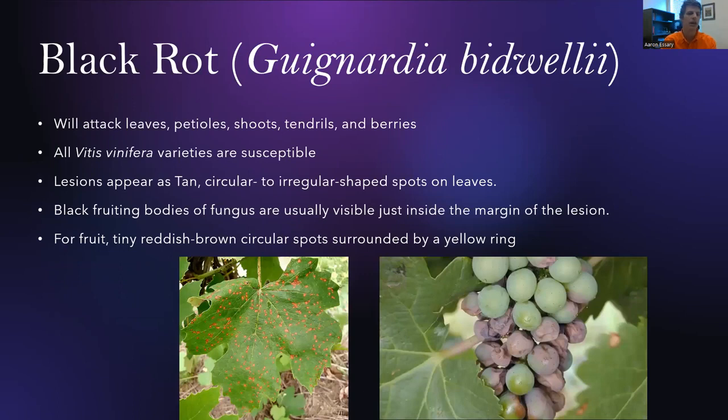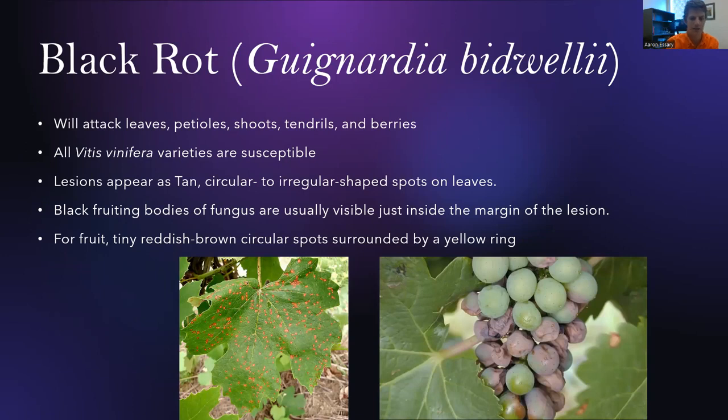So black rot will attack pretty much every part of the grapevine: leaves, petioles, shoots, tendrils, and berries. All Vitis vinifera varieties are susceptible. Totally. If you're growing European, you're likely to get black rot if you don't have a good spray program. Lesions appear as tan, circular to irregular shaped spots on leaves. So despite the name, they're actually brown, but the fruiting bodies, I think, are black. That's why it's called black rot.